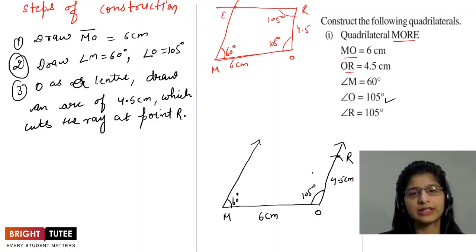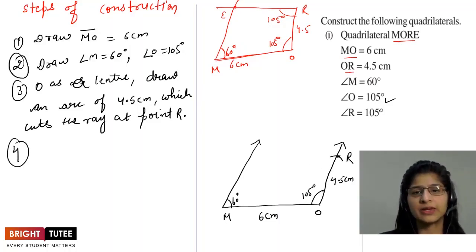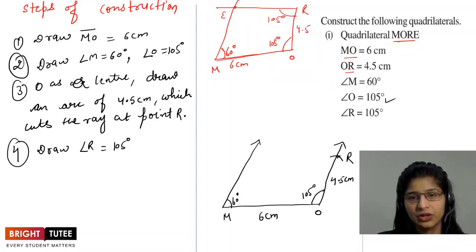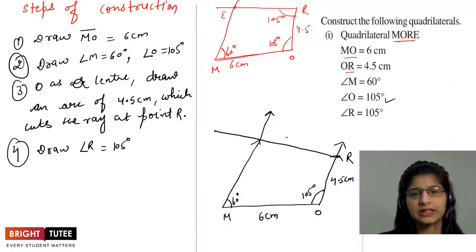Now after doing this, at point R, what is the measurement of angle R? It is 105. So we will write draw angle R as equal to 105. We will again draw an angle of 105 at point R. So just to see, angle 105 will be like this, and we can just increase it. Okay, so this is another ray. So one ray was already there, another ray is this one, and this is angle 105 degrees. So they both are going to cut at point E. Then only we will get the point E, MORE, that is our quadrilateral.